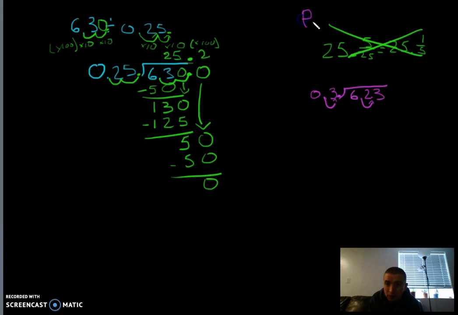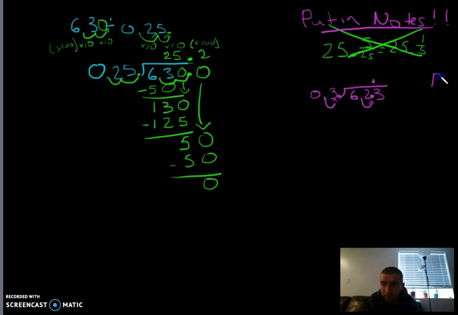Remember, put this in your notes. Pause that video right now. Put this in your notes. Alright, so now I'm going to move my decimal up. So I have 62.3. Remember, my decimal's right there now. Divided by 3. So let me do my division.